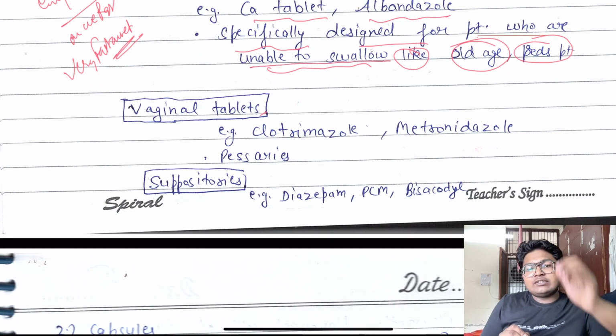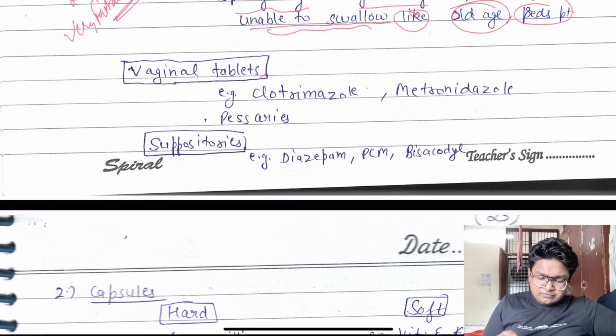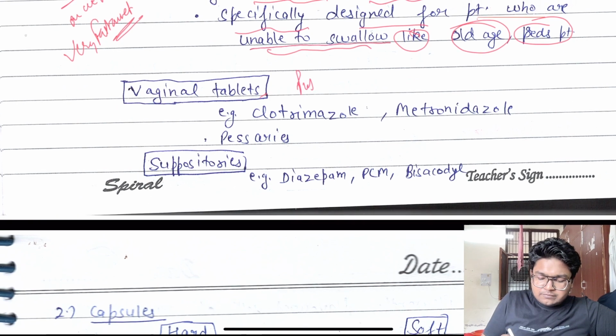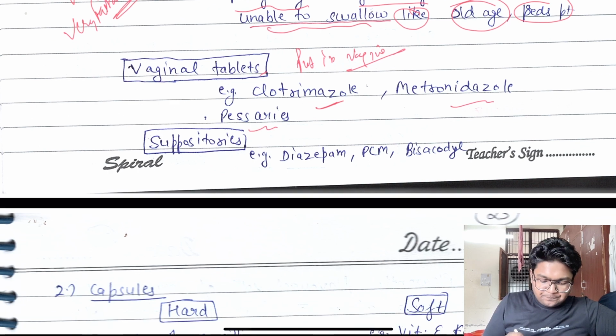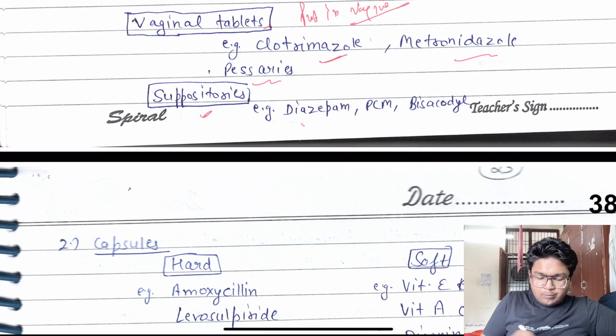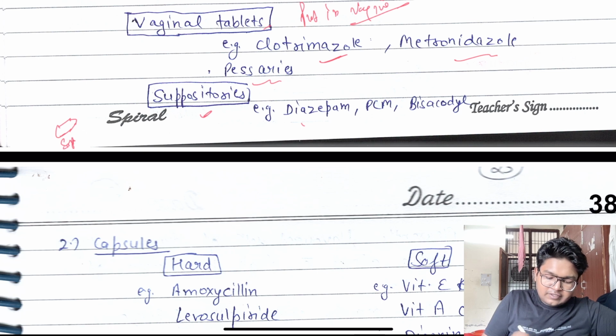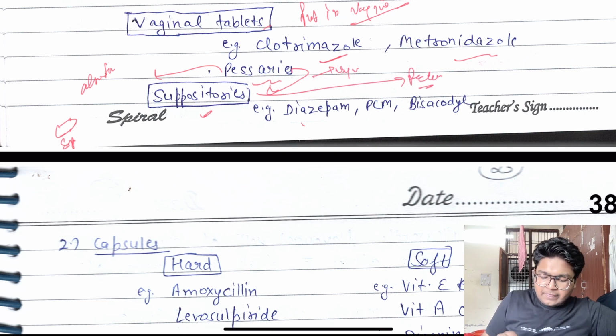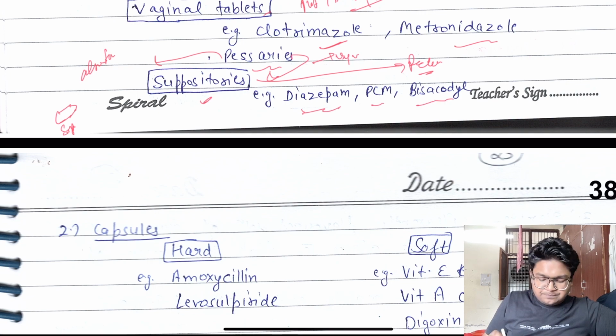Then we have vaginal tablets. These are to be put in the vagina, like clotrimazole, metronidazole, like pessaries. What are suppositories? Suppositories are bullet-like soft tablets. Pessaries are like suppositories but for the vagina. Suppositories are for the rectum, like diazepam, PCM, etc.